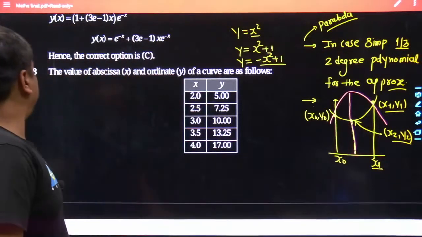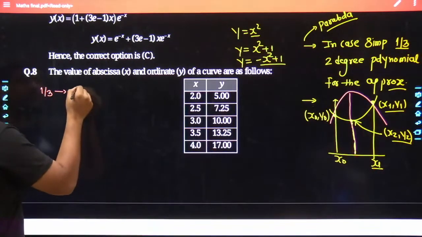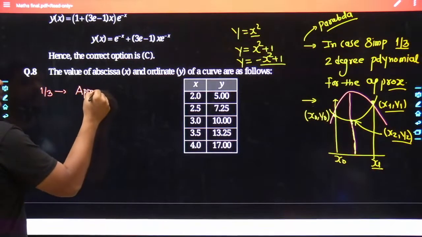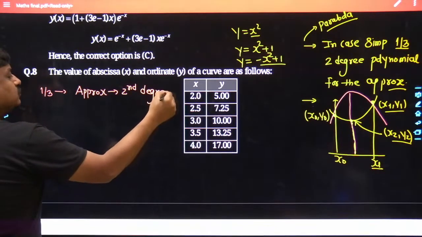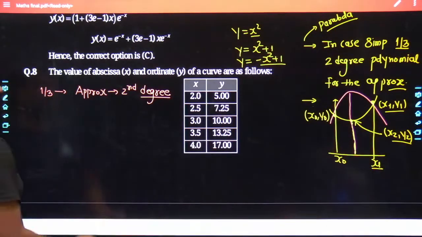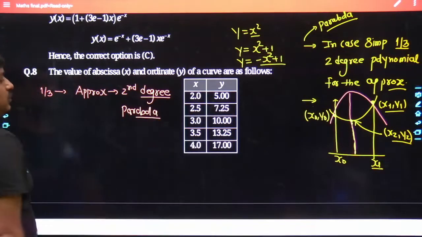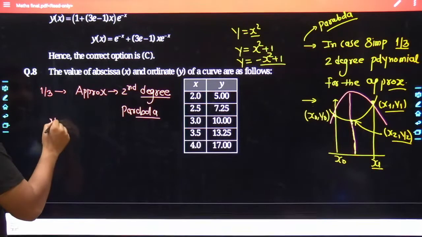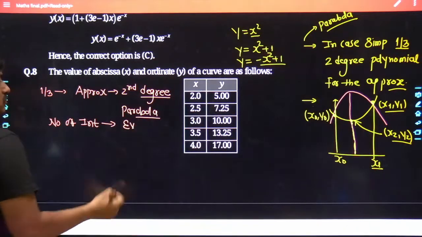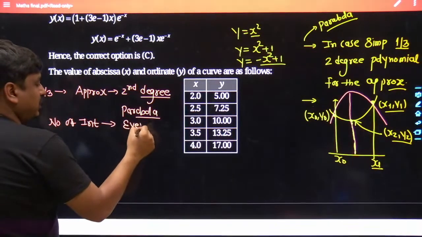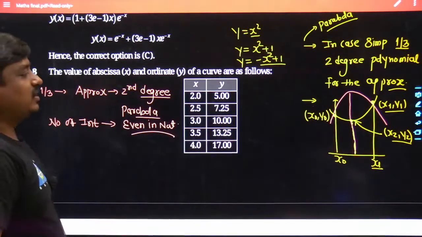So whenever we use Simpson's 1/3 rule, first we approximate the actual curve with a second degree polynomial. That is the first thing, which is a type of parabola. Now, the number of intervals while solving the problem should always be even in nature. Why? The explanation is in front of you.